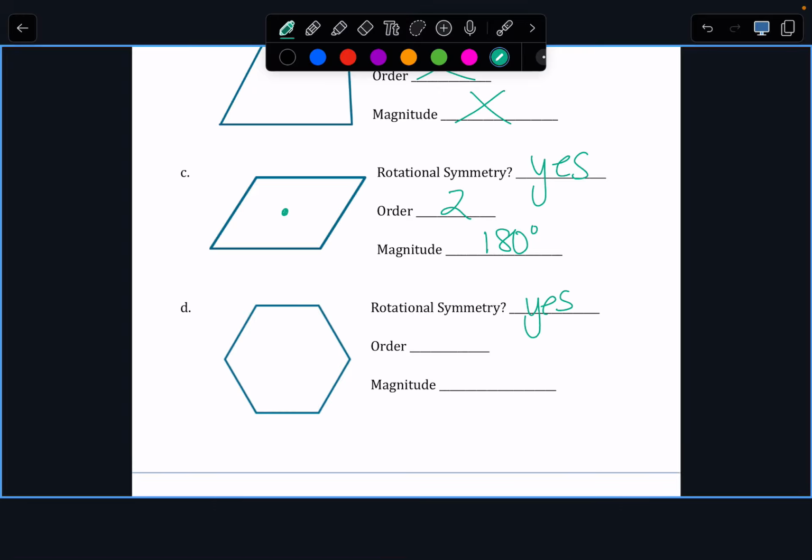Okay, Ethan, does D have rotational symmetry? Aaron, of what order? 6, which means the magnitude would be what, Ellery? 60. Any disagreements there? No.